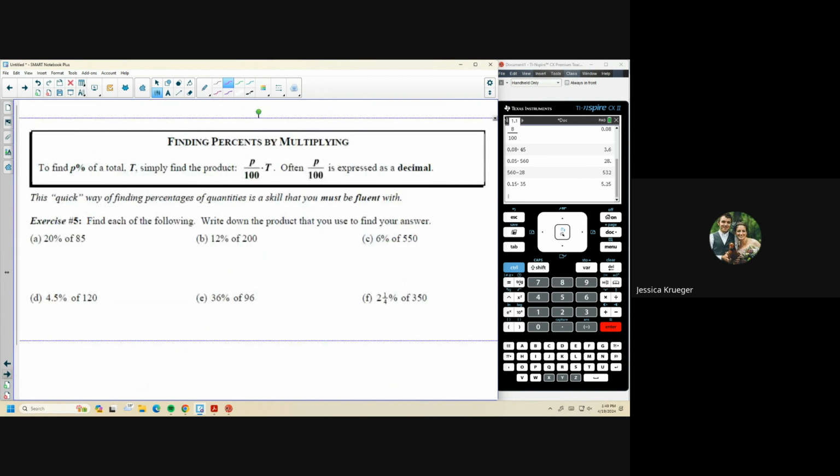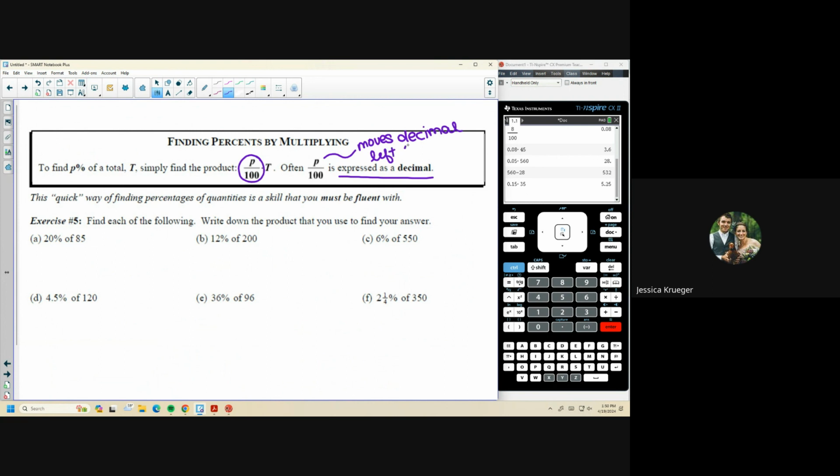Okay, so go back a page. Finding percents by multiplying. So this is actually that same idea of what we were doing before. A percent is out of 100. So I have to divide it by 100 in order to express it as a decimal. P over 100 moves the decimal left 2 places.